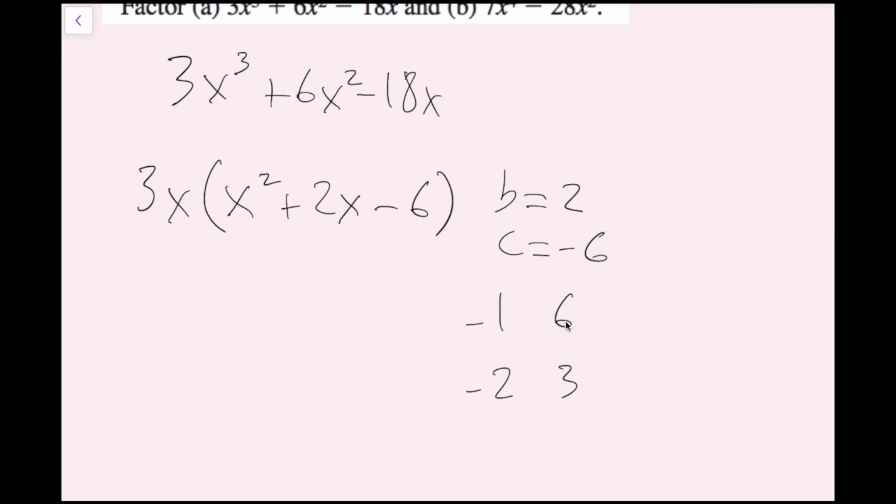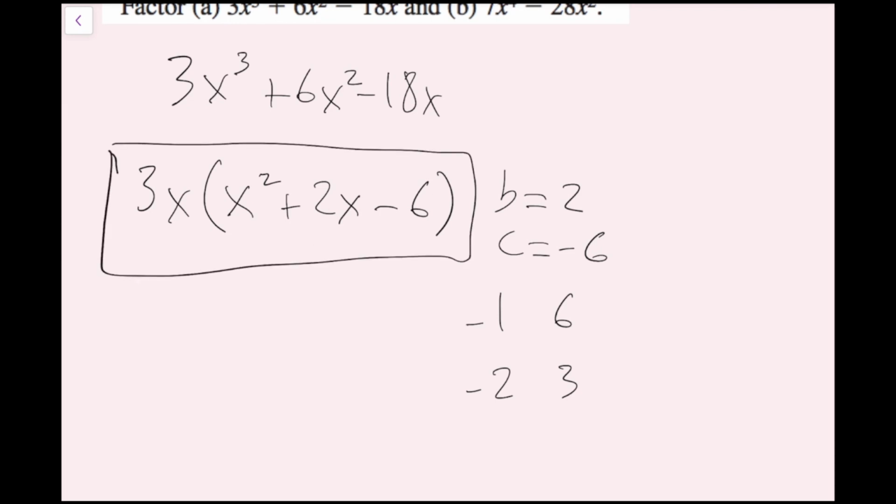Well, 6 plus negative 1 is 5. That doesn't work. 3 plus negative 2 is 1, and that doesn't work either. So this is not factorable. So this is all we can do here. So this is in fully factored form. Anyway, we're done with part A now.